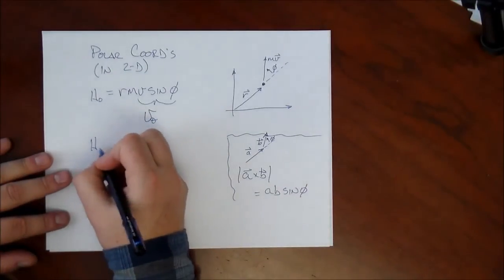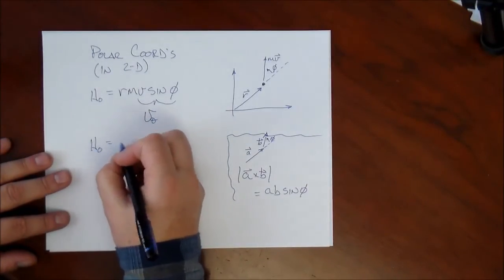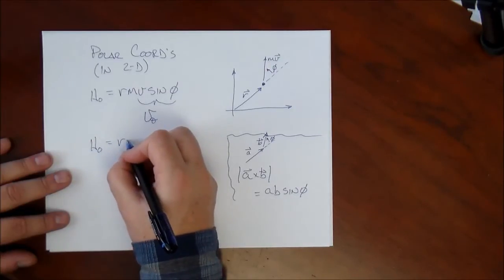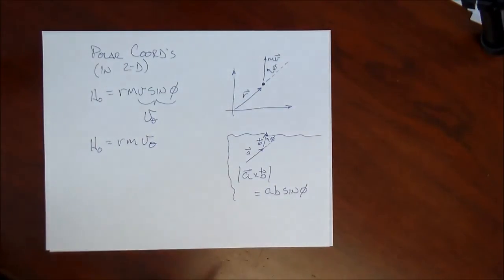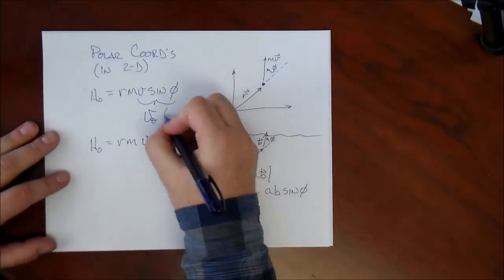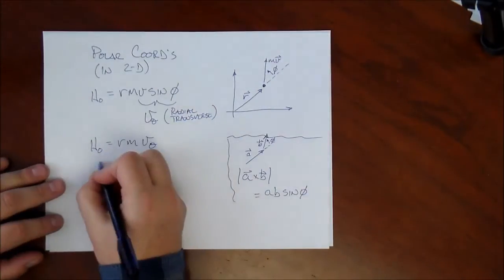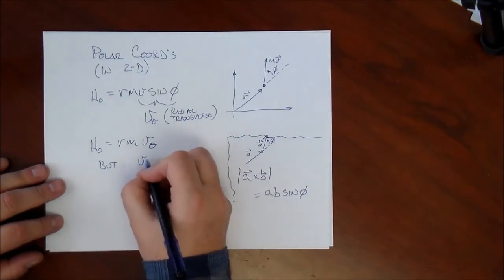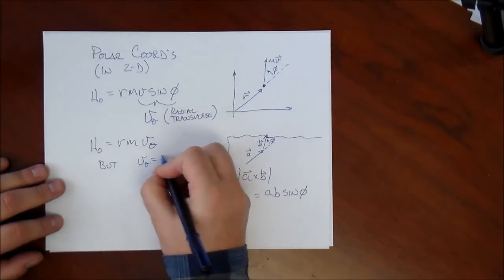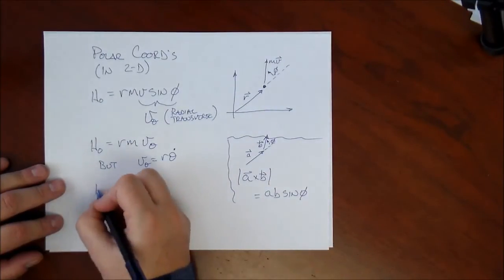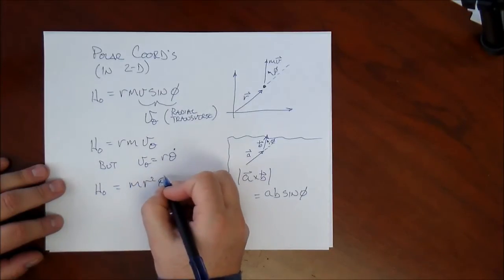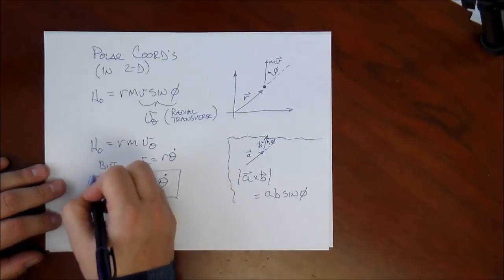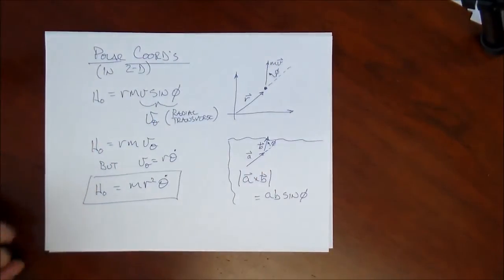So that means that the angular momentum in 2 dimensions is r m v theta. That's from radial transverse components. But from radial and transverse components, v theta is also equal to r times theta dot. So the angular momentum is equal to m r squared theta dot. And that's the relationship we're after for angular momentum in 2-dimensional polar coordinates.